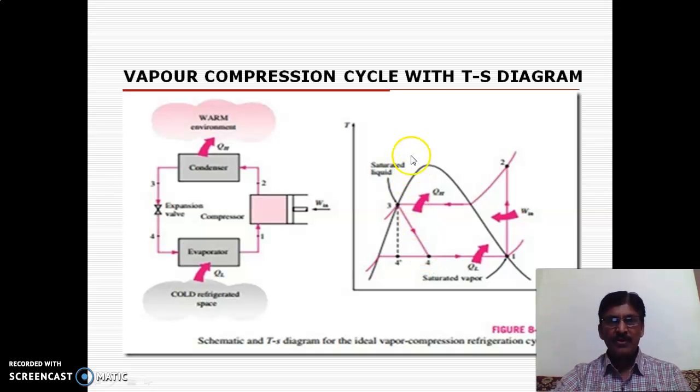If you see the vapor compression cycle with the TS diagram, then these are the basic 4 components we are using in any vapor compression cycle, that is compressor, condenser, expansion device and the evaporator. So here you can see that in the TS diagram, 1 to 2 is your compression process and 2 to 3 is your condensation process. It rejects heat into the condenser.